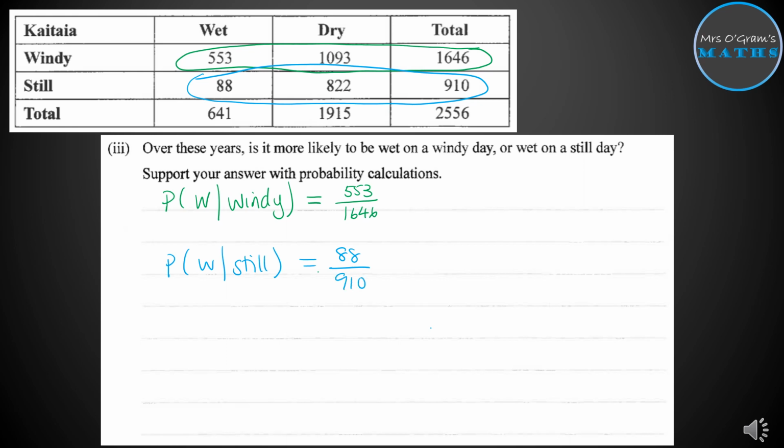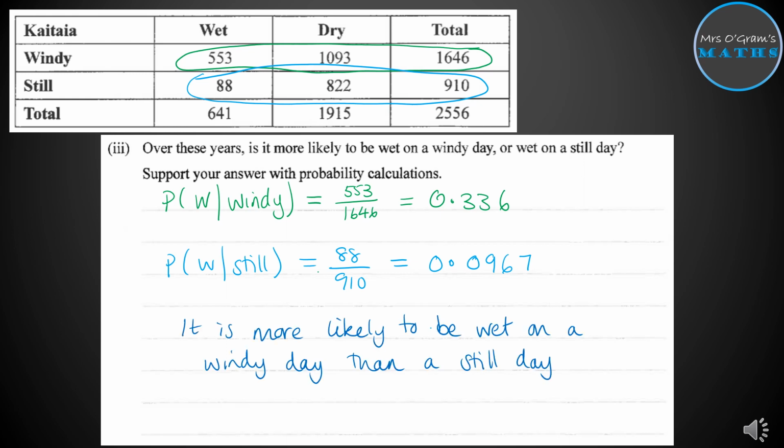I'm going to change both of those into decimals to make them easier to compare. So now looking at those calculations, we can see there's a much higher probability of it being wet on a windy day, and we write a sentence for that. So simply put, it's more likely to be wet on a windy day than a still day. Now, they haven't asked you to say how much more likely, so I don't think you need to go to the next step of actually calculating that relative risk. But just for completeness here, I'm going to put it in anyway. If we do those, that 0.336 divided by 0.0967, we get that it's 3.47 times more likely to be wet on a windy day than a still one.